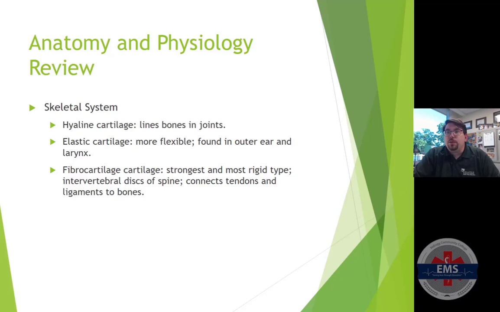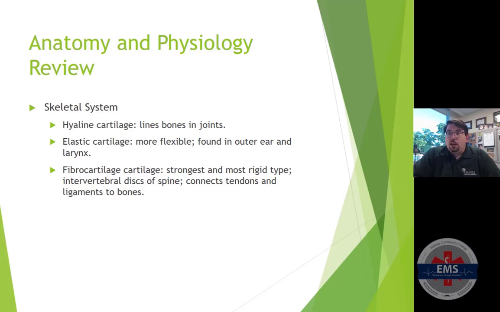Now, as we look at the skeletal system, we also look at hyaline cartilage because this is what lines bones in joints. We also have elastic cartilage, which is going to be a lot more flexible, and it's found in the outer ear and in the larynx. A lot more flexible to allow for movement, especially things with vibrations where they're needed, like in the ear and in the throat.